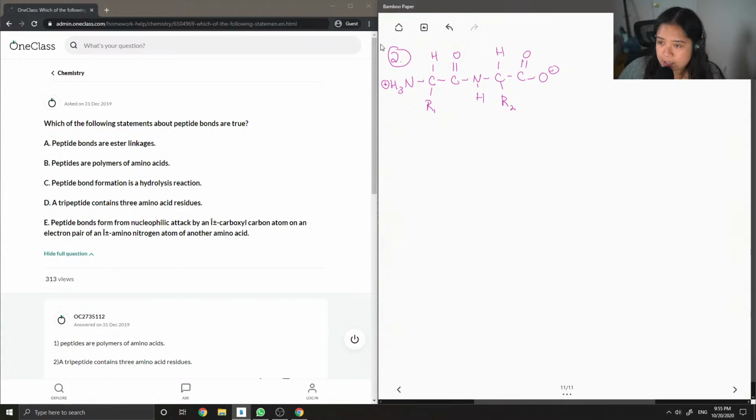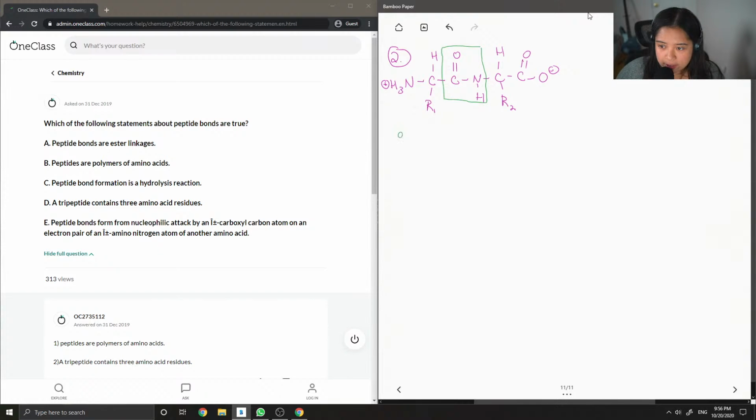So all amino acids have an amino group and then a carboxylic acid group. And then what makes them all different is that they all have different R groups. And what holds them together are these peptide bonds. So it's basically the carboxylic acid end of one amino acid that is bonded with the amino end of a second amino acid.